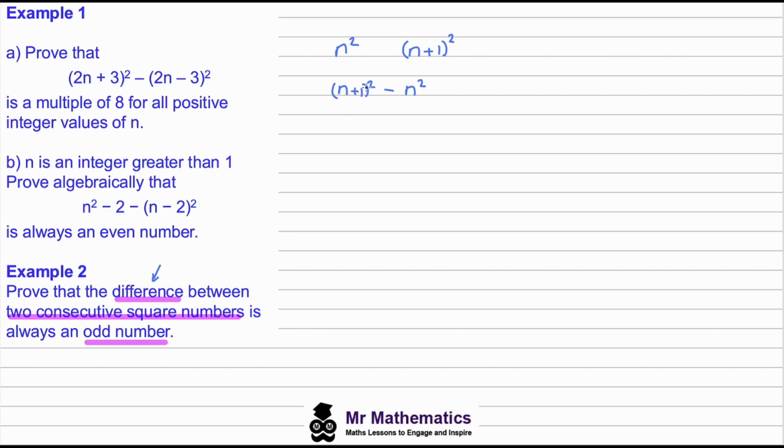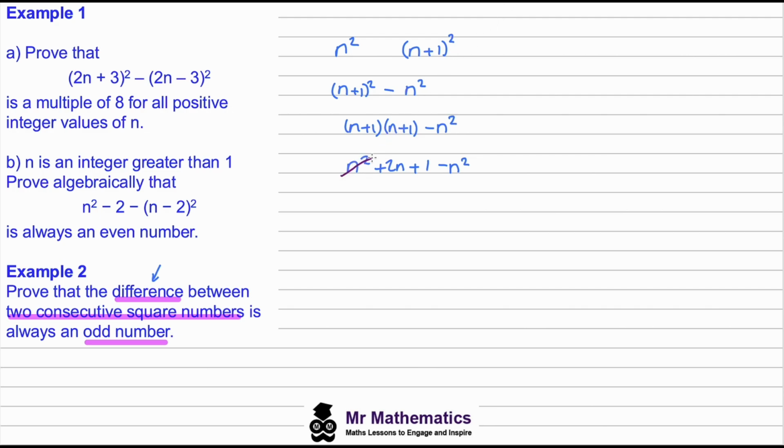So now we need to expand out this bracket. We've got n plus 1 multiplied by itself minus the n squared. We can expand out this bracket. We've got the n squared plus the n plus another n and then plus 1 minus n squared. Do you think we can tidy this up?